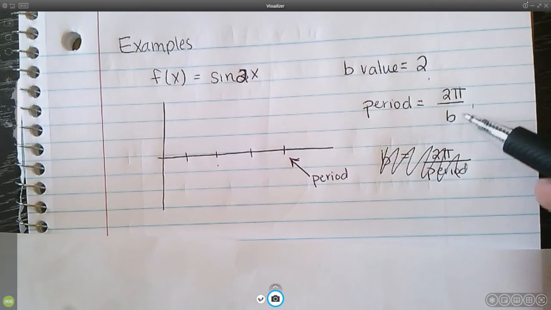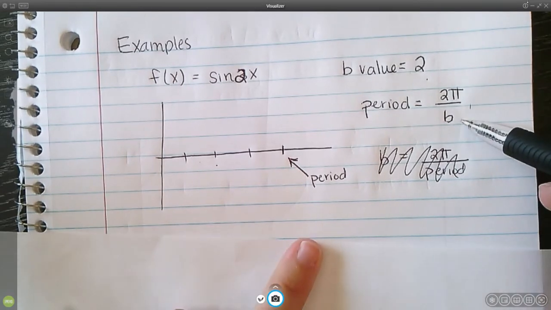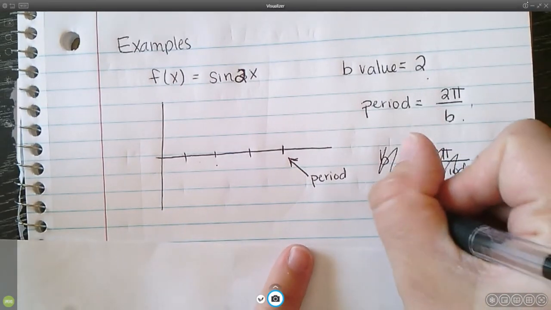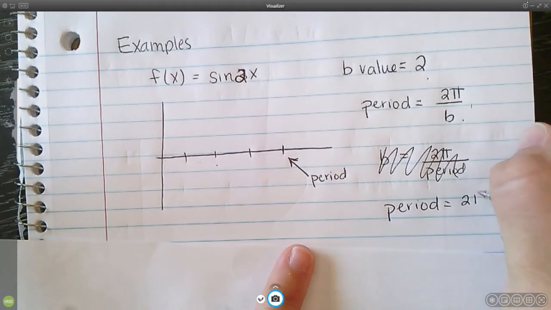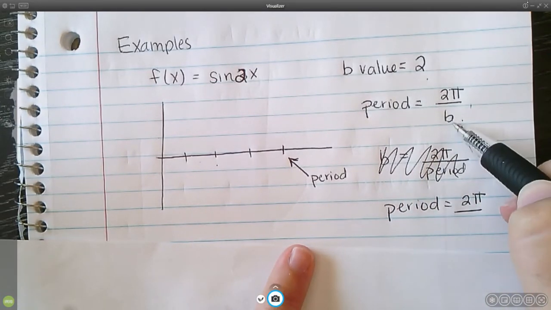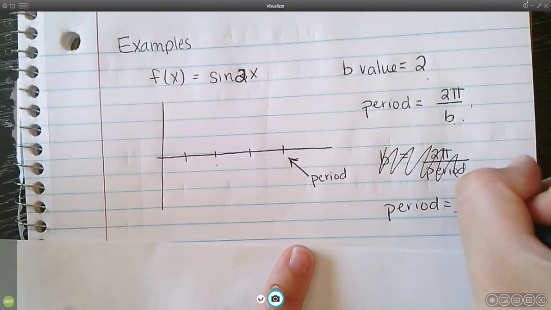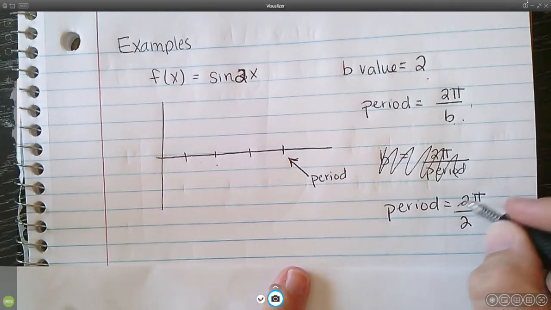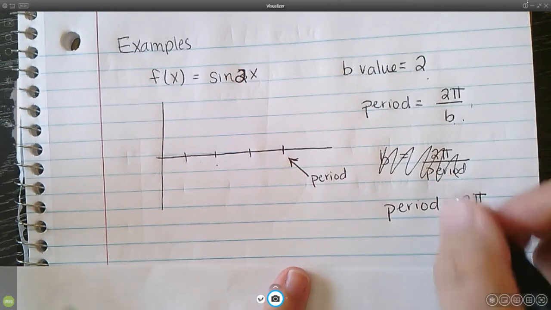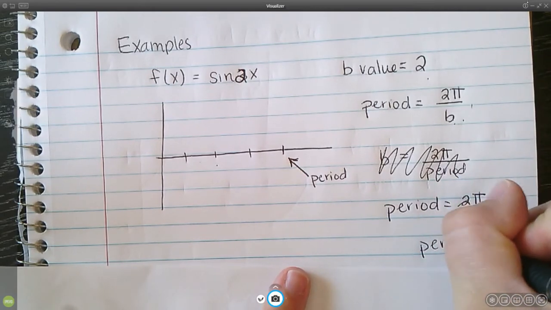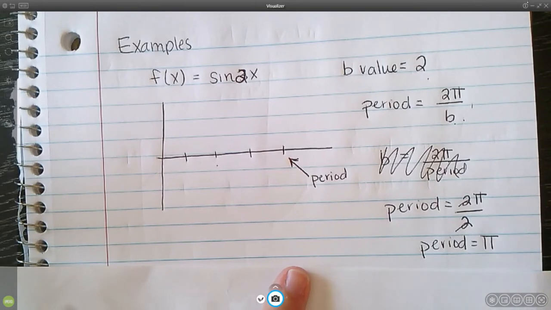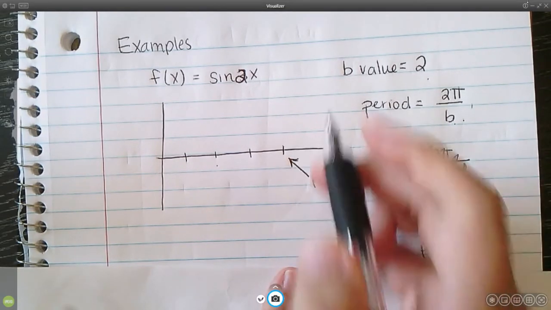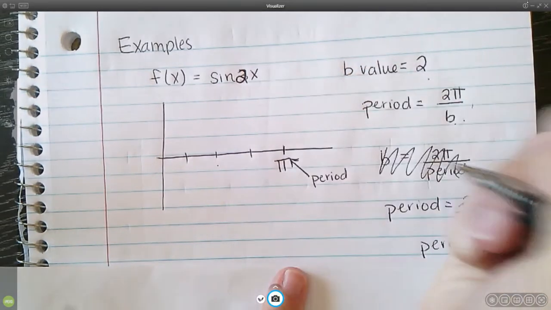So the period is 2 pi divided by your B value. So period equals 2 pi divided by B, which in this case is 2. So these 2's actually cross out, and you're left with the period equals pi. So now instead of putting 2 pi here, we're just going to put pi.